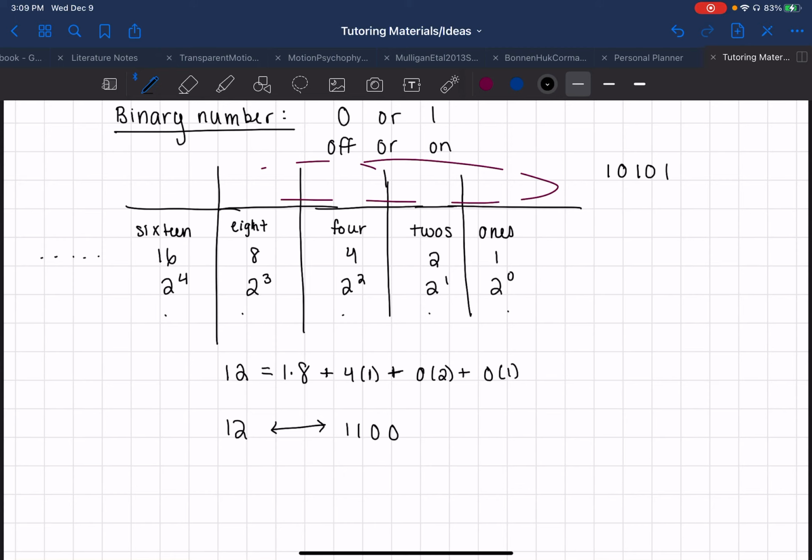I would just start from the ones place, 1 0 1 0 1, and then I would say I have 1 times 16, 0 times 8, 1 times the 4, 0 times the 2, and then 1 times the 1. So we'll have 16 plus 4 plus 1, which is equal to 21. So 10101 could be written as 21 as well.